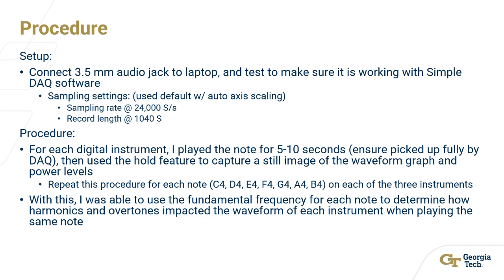For my procedure, I took each digital instrument, played the note required for 5 to 10 seconds to ensure it was fully picked up by the software, and used the hold feature to capture a still image of the waveform graph in order to do analysis. I repeated this procedure for each instrument for each of the 7 notes. With this, I was able to use the fundamental frequency for each note to determine how harmonics and overtones impact the waveform of each instrument when playing the same note.